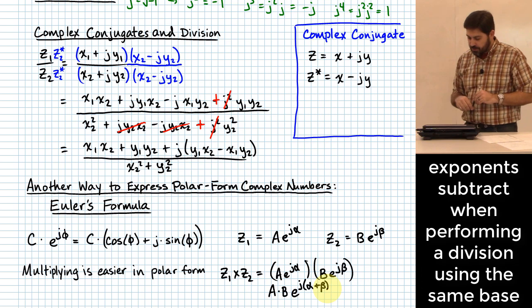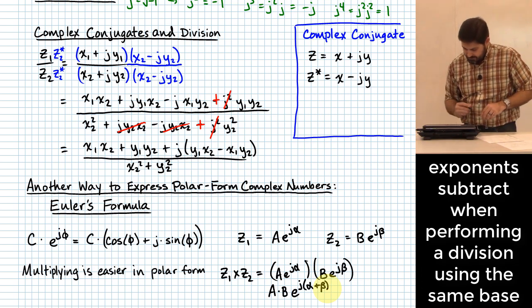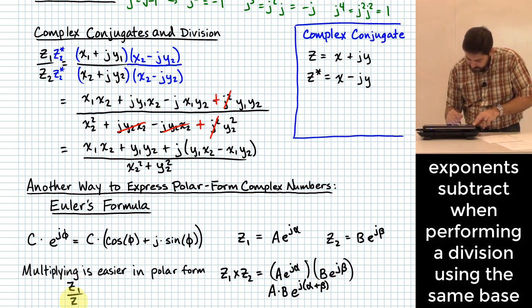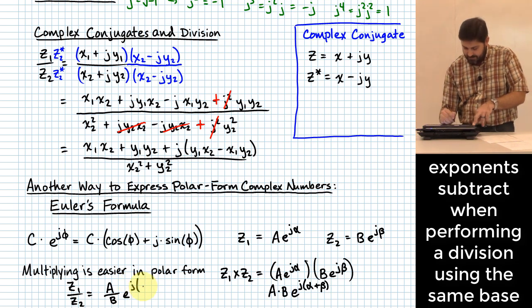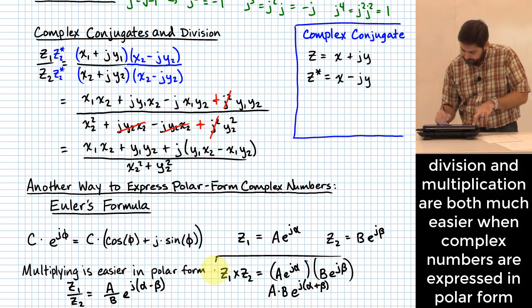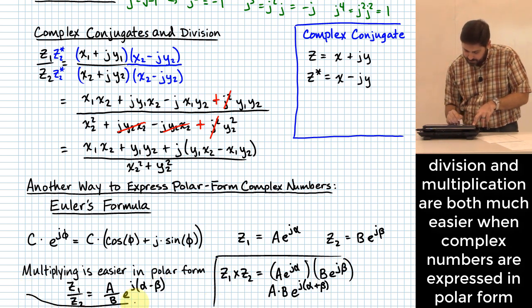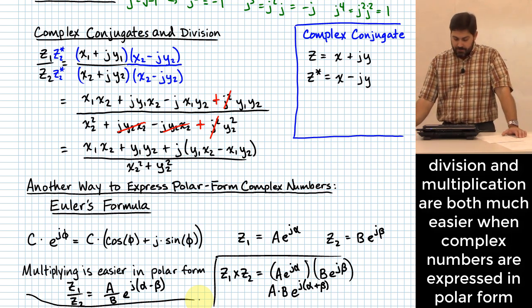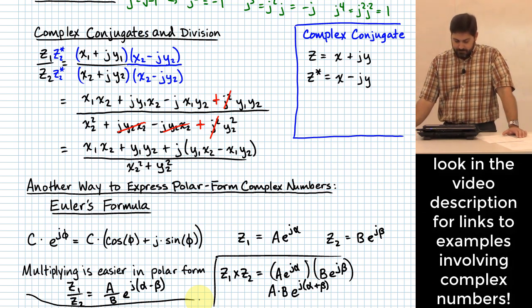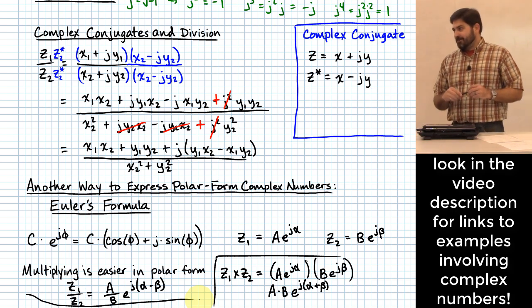Okay, what do you think a division looks like? What would z1 divided by z2 look like? All it is going to be a over b, e raised to the j alpha minus beta. So that would be multiplication over there. This would be division over here. And both of them end up quite a bit easier if you were in polar form. And you can see that very readily by using Euler's formula. All right. You want to do an example? I do.